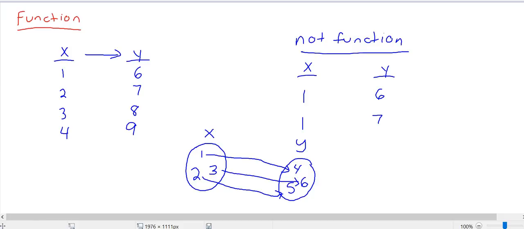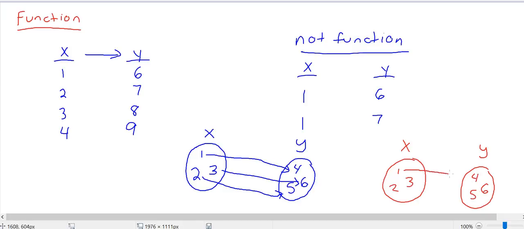Let's look at something that's not a function. Say these are my x values, these are my y values. I have x values of 1, 2, and 3, and y values of 4, 5, and 6. If my x value of 1 corresponds to 4, and my x value of 1 also corresponds to 5, even if my x value of 3 corresponds to 6, my x value of 2 only corresponds to 5. Because this x value of 1 corresponds to both 4 and 5, this relation is not a function.